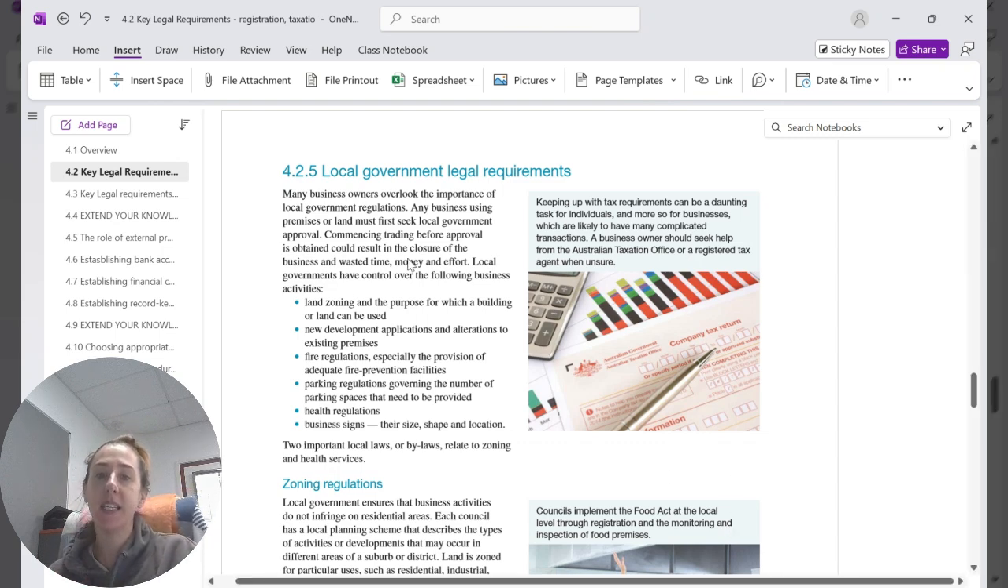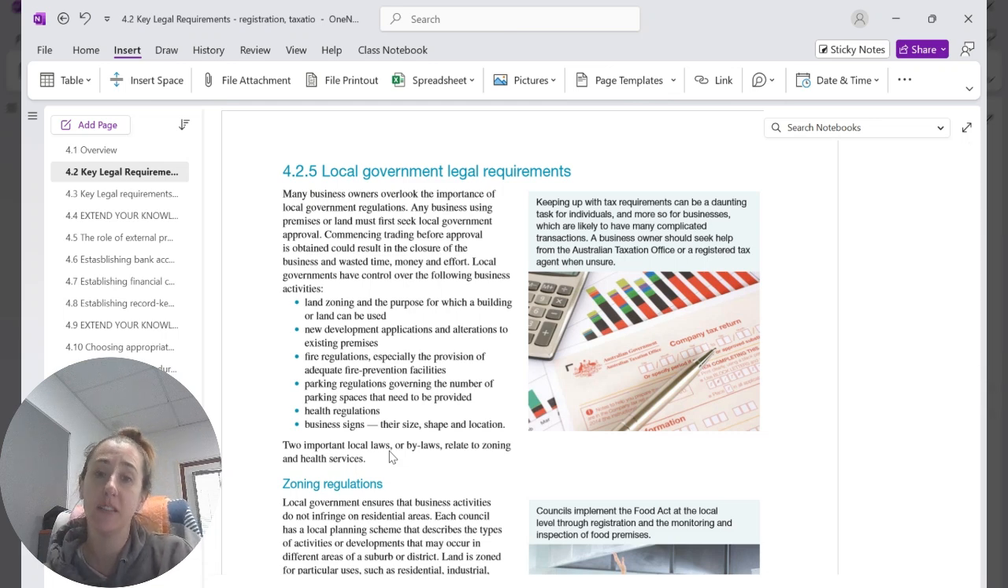So this is like your local government approval. Many of these things relate to land zoning. What can you use your building for? What can you use your land for, how can you develop the land that you have? What different ways can you alter your premises? Have you got fire regulations that you need to comply with, parking regulations, health regulations, or even your signage? So to put up new signage, you often have to get permits from the local government.